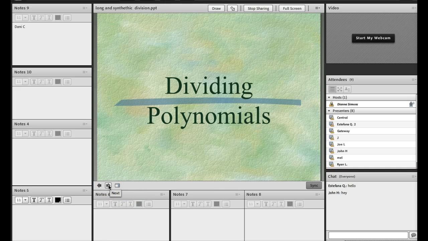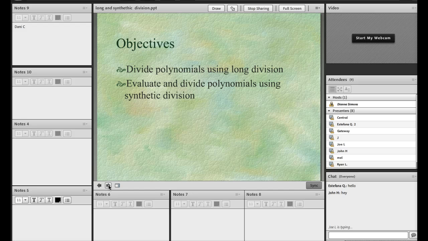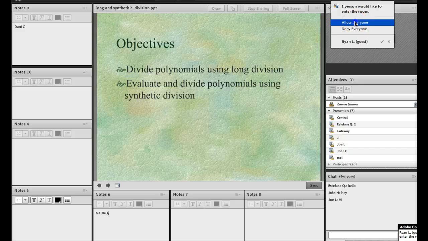Okay, so we're going to divide some polynomials. So the objectives, we're going to divide polynomials. Okay, nobody touch their screens. Okay, thank you. And we're going to evaluate and divide polynomials using long division and synthetic.